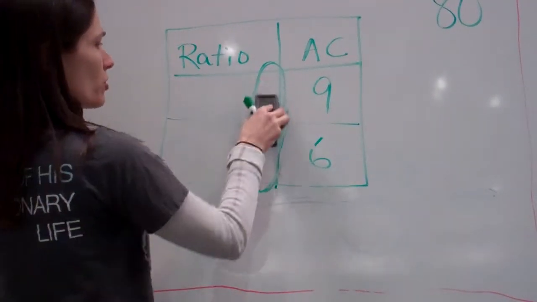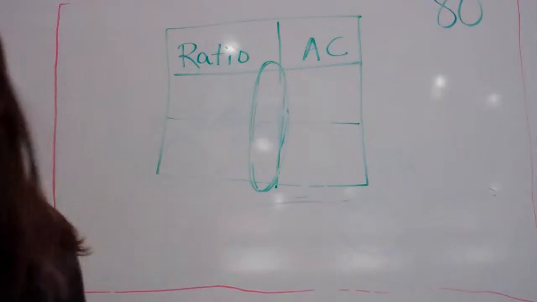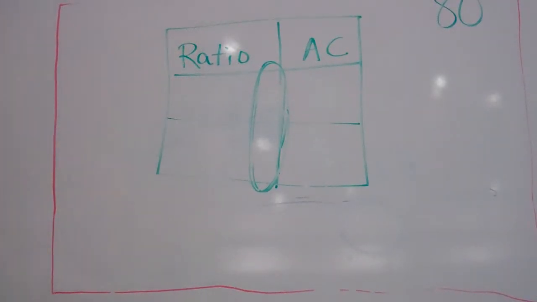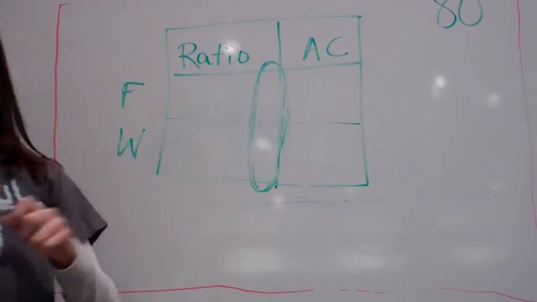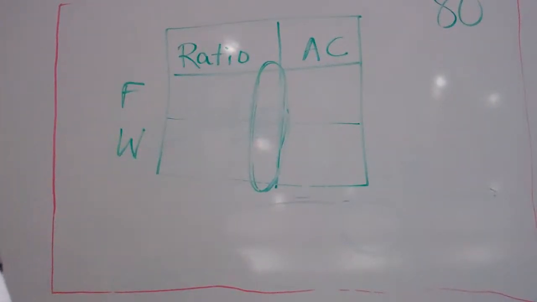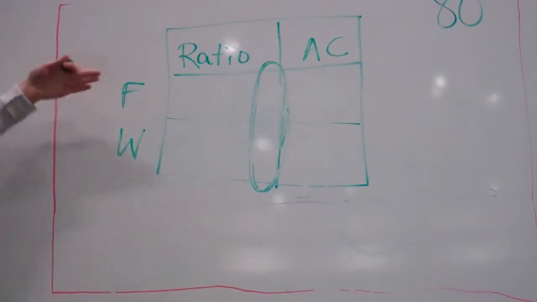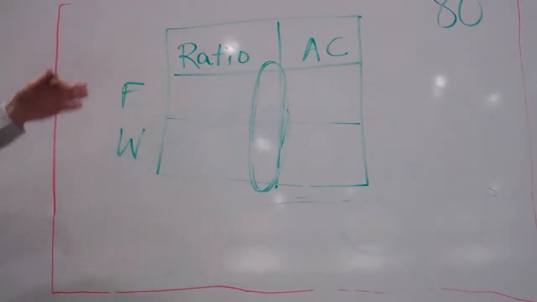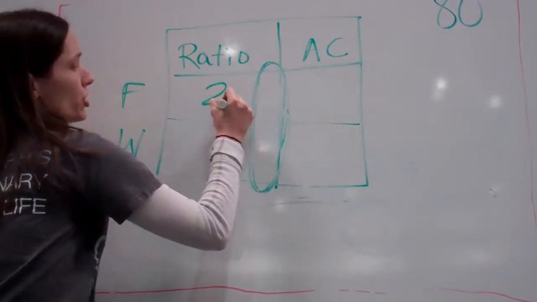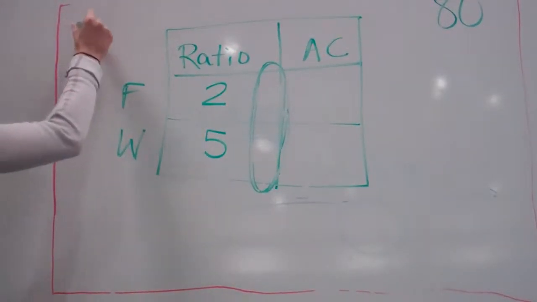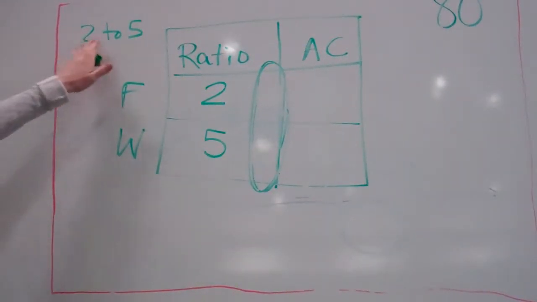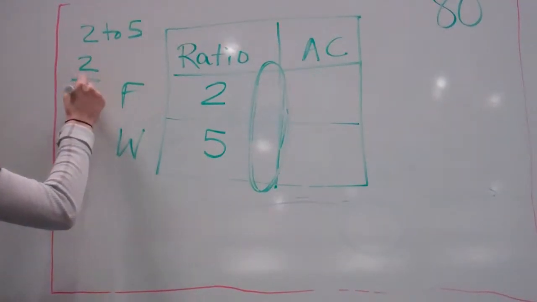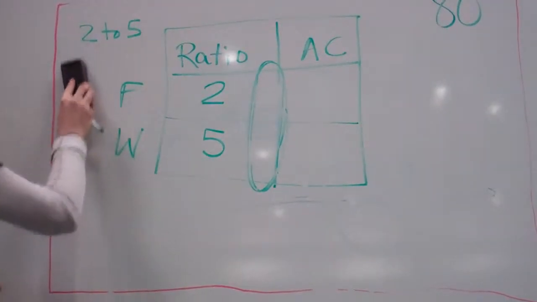This one's not boys to girls. This one is flowers to weeds. So I'm going to put F and W. Now here's what it says. Sadly, the ratio of flowers to weeds in the garden was 2 to 5. They said flowers to weeds, so we put flowers on top and weeds on the bottom. And then they say 2 to 5. So my ratio is 2 to 5. You would see that like this. And remember that 2 to 5 actually becomes 2 over 5. Okay, so that's how that works.